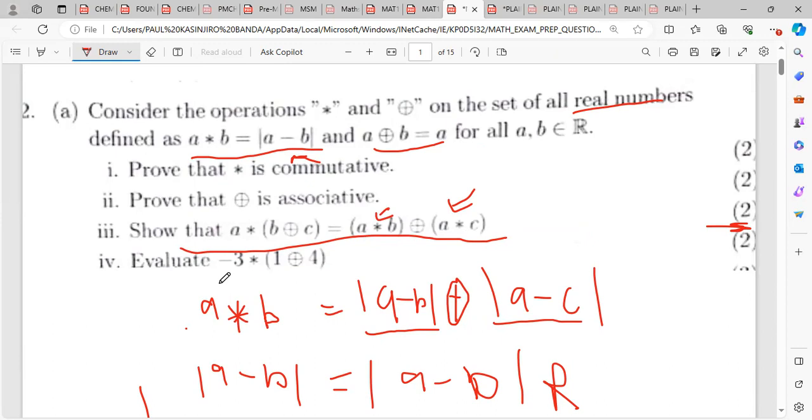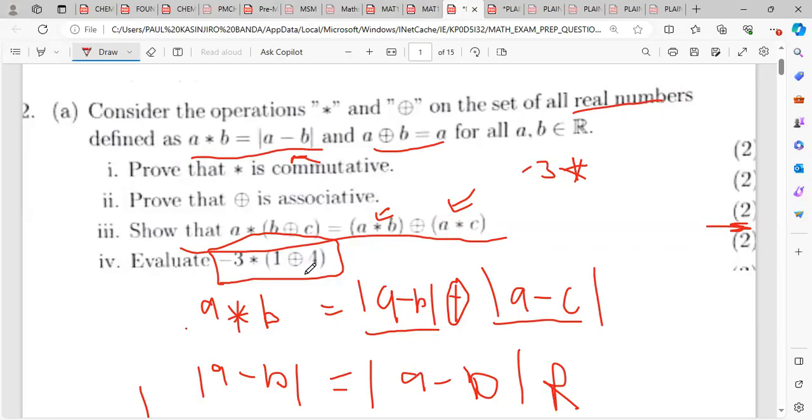Then the other one is evaluate now. Evaluate, they are saying -3 star, then we have that in the brackets, meaning we have a -3 there, star. What do we get when we evaluate what is in the brackets?